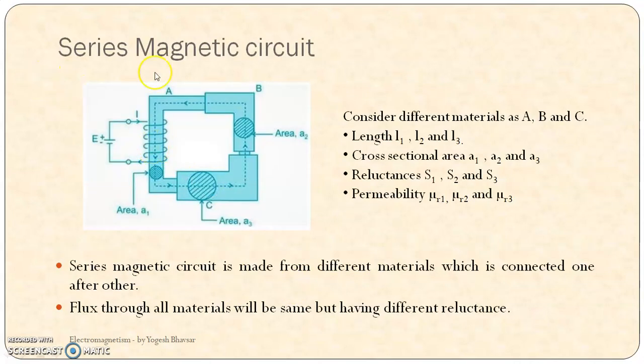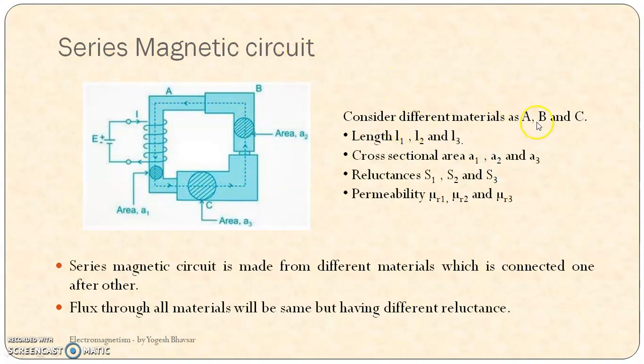Next is the series magnetic circuit. This is another type of magnetic circuit, which we can also call a composite magnetic circuit. In this case, there are different materials connected to one another. We can compare it with the electrical circuit where different resistors are connected in series. Similarly, here the material is A, then material B and material C. These three materials are connected in series, so we can say it is a series magnetic circuit.